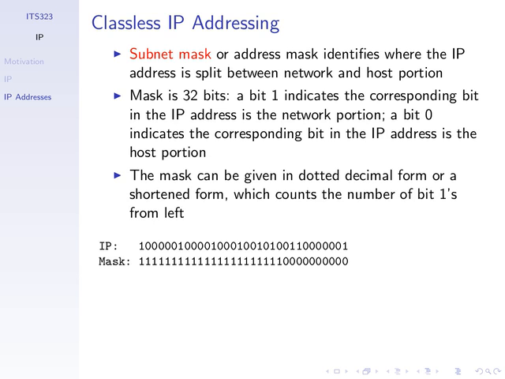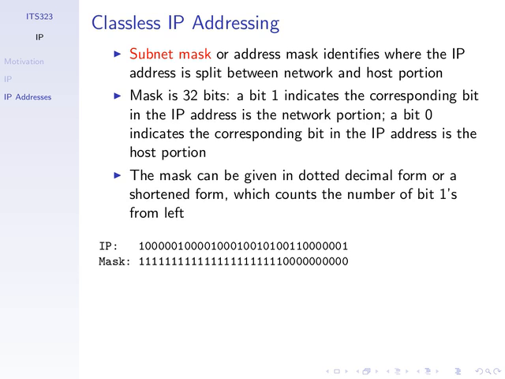To determine where the split is between the network and the host portion, we use what's called a subnet mask. In the past, there were different ways to determine how to split an IP address into the two parts. Originally, there was what's called classful addressing, and there were some improvements, which leads to today's classless addressing, which is the only concept we're going to focus on in this lecture.